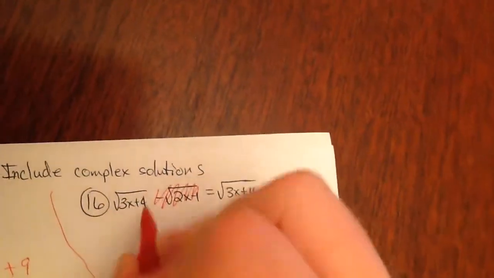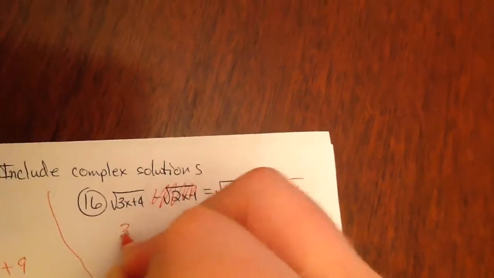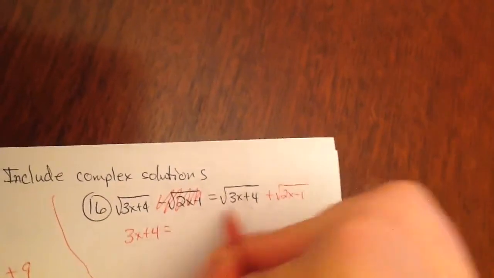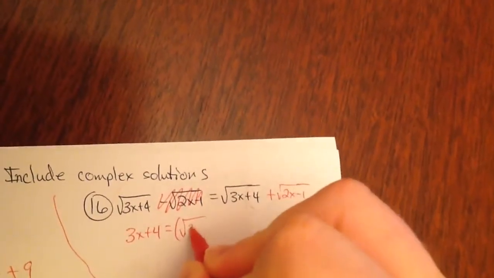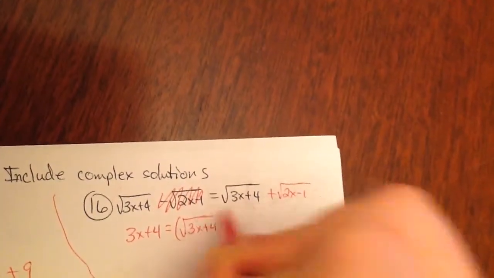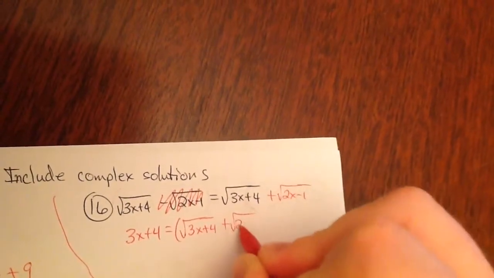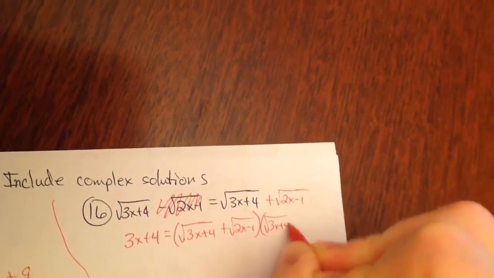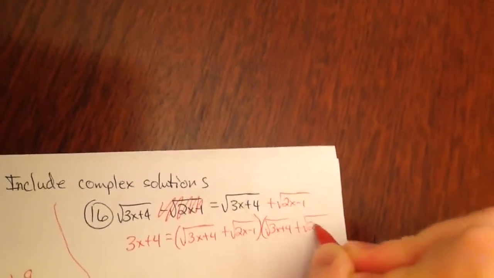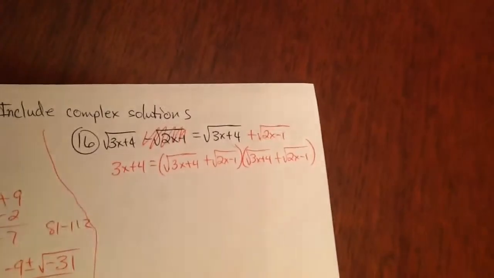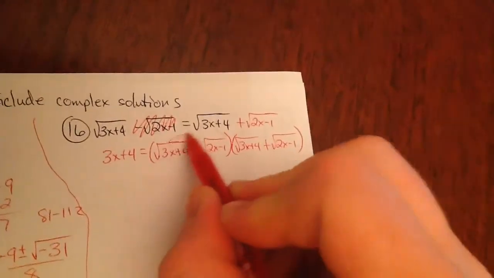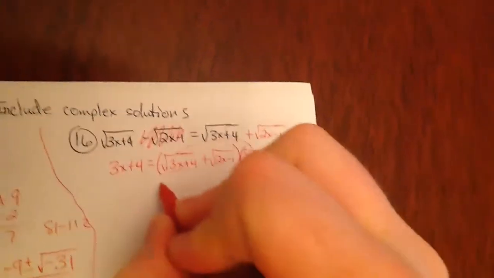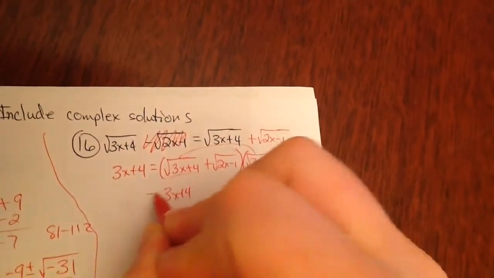Well, that's 3x plus 4 squared is just 3x plus 4. And if I square that, I'm actually going to write it out so I don't make a mistake. 3x plus 4 plus 2x minus 1 times the square root of 3x plus 4 plus the square root of 2x minus 1. So then distributive property it. That radical times that radical, since they're the exact same thing, it's just 3x plus 4.